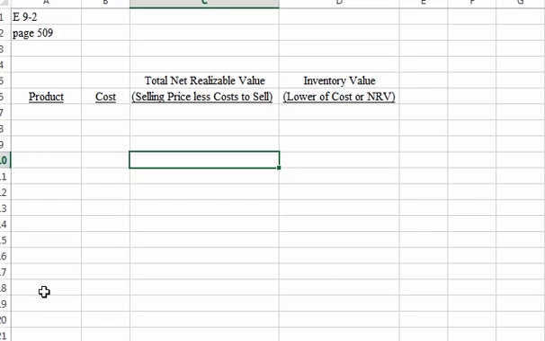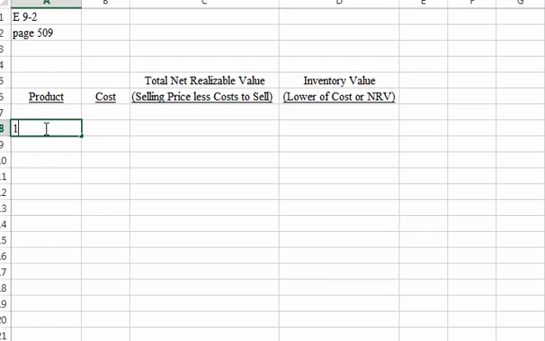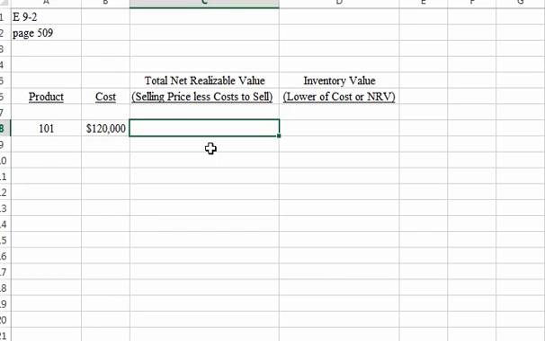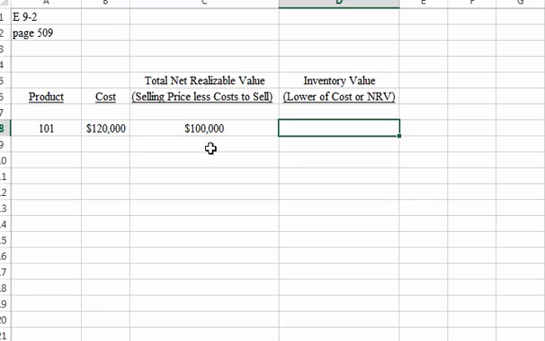Okay, and then they want us to determine the book value of inventory at December 31, 2016, assuming the lower of cost and net realizable value rule is applied to individual products. So let's start with product 101. Its cost, $120,000. Total net realizable value is $100,000. So the lower of those two numbers is $100,000.